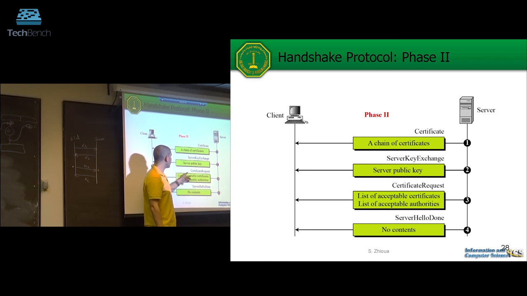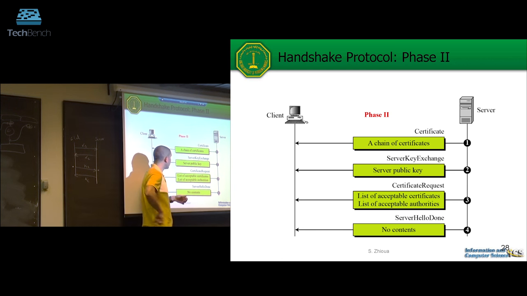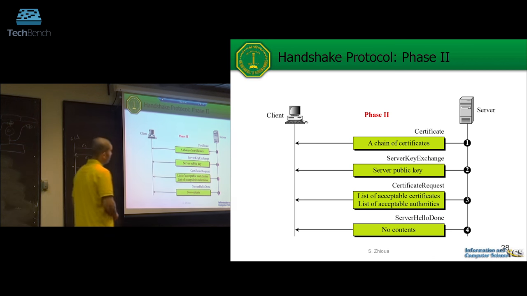And then the certificate request. Of course, the client also needs to send its own certificate and public key, and the server will specify a list of acceptable certificates and acceptable authorities, so that the client can send the right certificate with the right certification chain. And server hello done. This is an empty message saying that the server is done sending its authentication data.